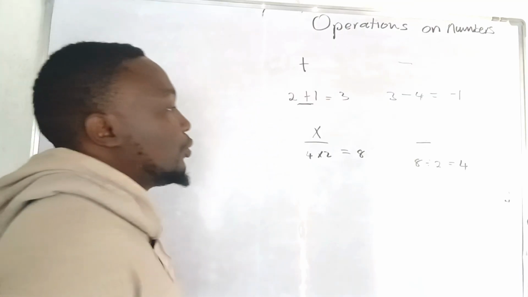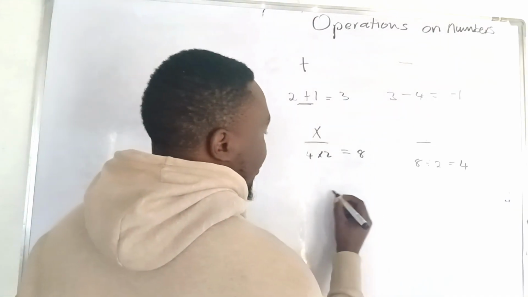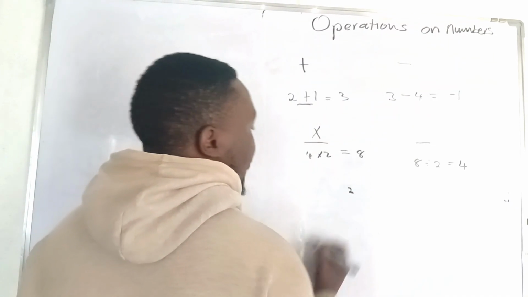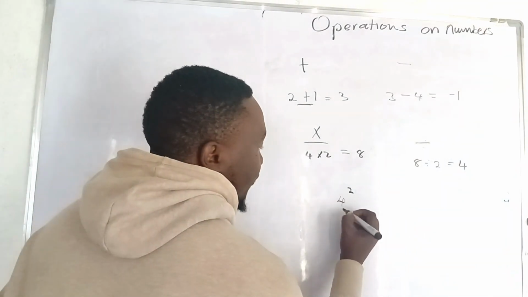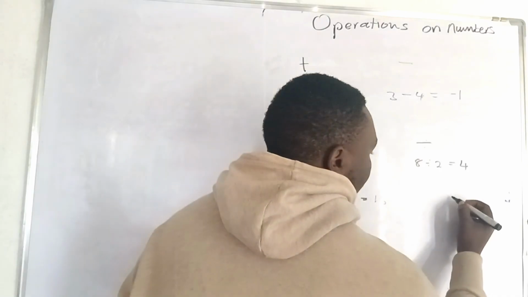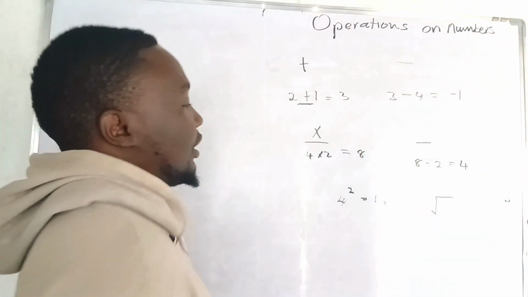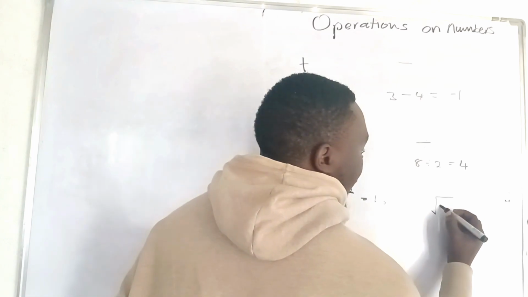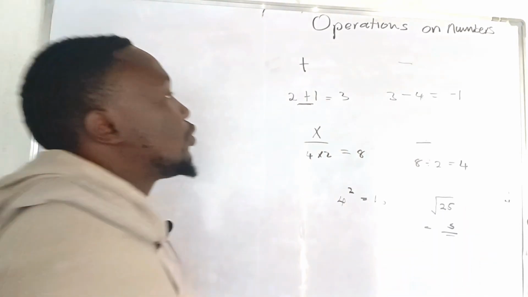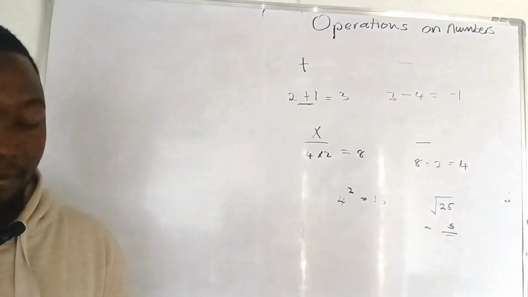So also we have two more operations that we can do on numbers, which are squaring numbers, for example, 4 squared, which is equal to 16, or we can find the square root, where we can find, say, the square root of 25, which is equal to 5. So these are the operations that we can perform on numbers.